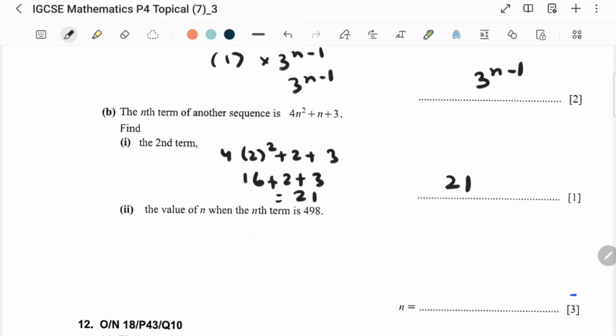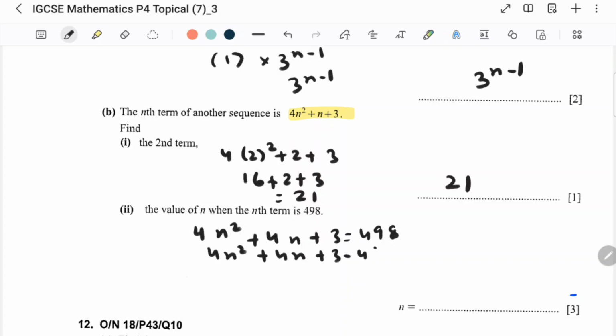Alright, so what do you do? You just write 4n square. The sequence is already given, so you don't need to do anything else. Plus 4n plus 3 is equal to 498. So that is 4n square plus 4n plus 3 minus 498 is equal to 0. So 4n square plus n and then minus 495.